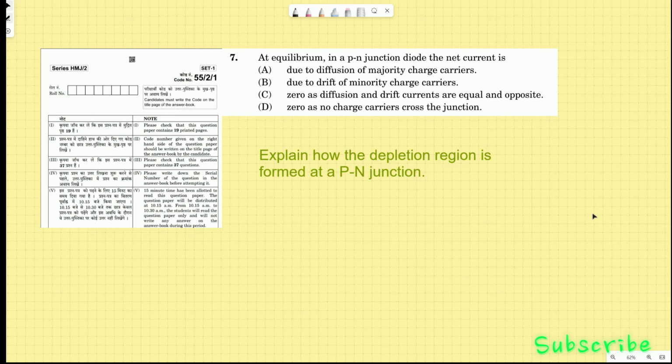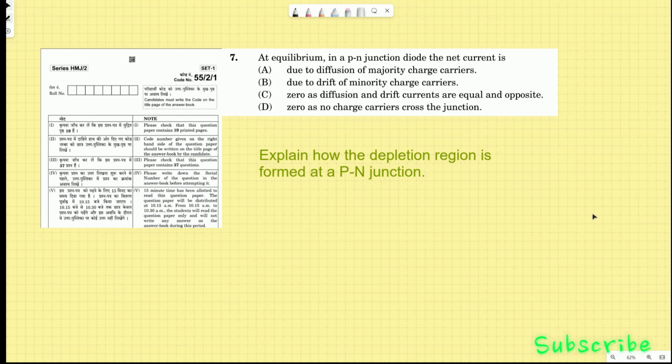This question is from Bihar board. Bihar is a state in India and the quality of paper is incredibly conceptual. It's very nice and the questions being asked are really conceptual in nature. I picked up this question because this fundamental question is related to a very important topic in semiconductors, which is formation of depletion region.